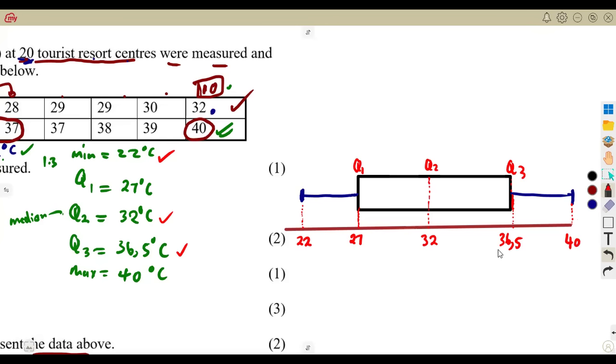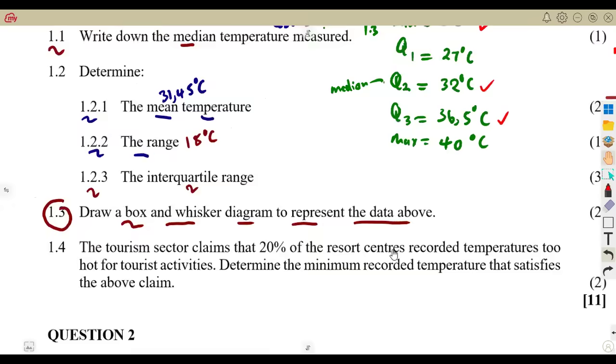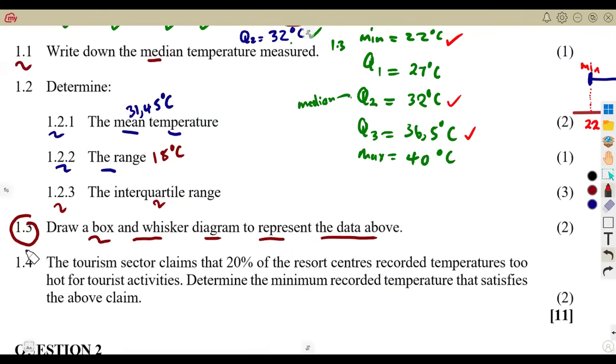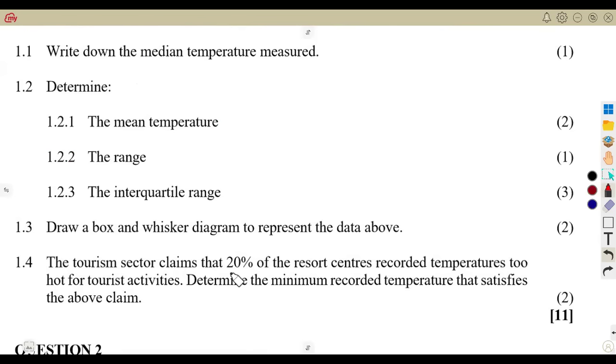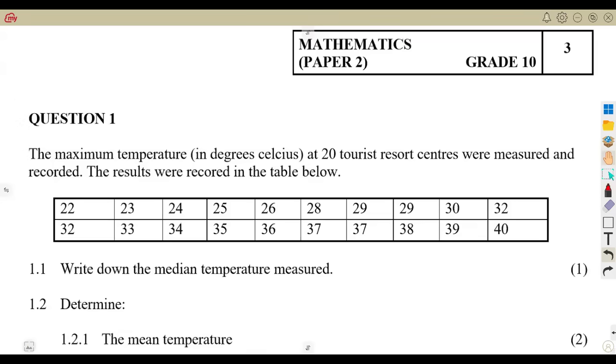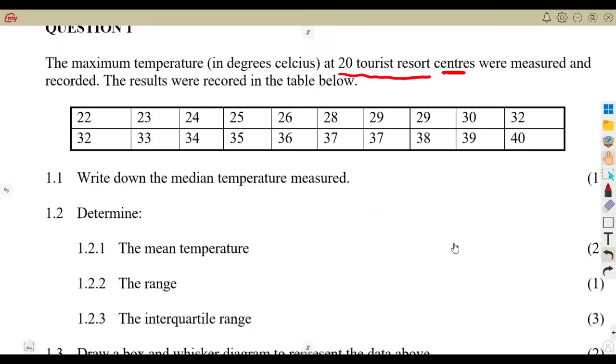So these numbers are supposed to be represented as we understand our box and whisker plot, minimum up to the maximum value. So that's it, guys. We were going to have something of that nature. Then on 1.4, they are saying the tourism sector claims that 20% of the resort centers, which is 20% of these 20 resort centers, are the ones being talked about there.